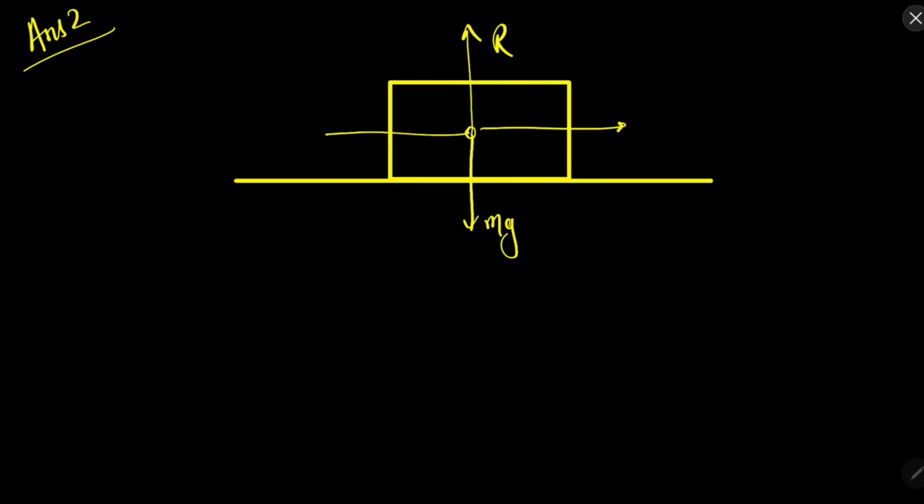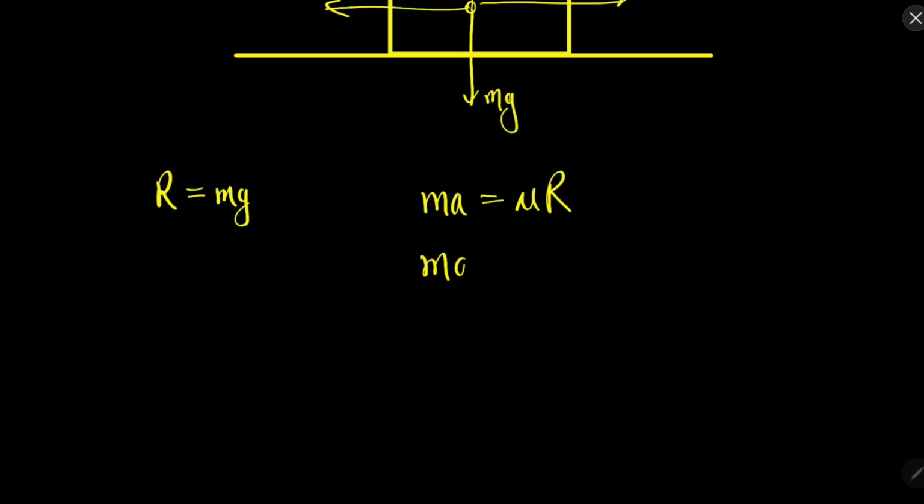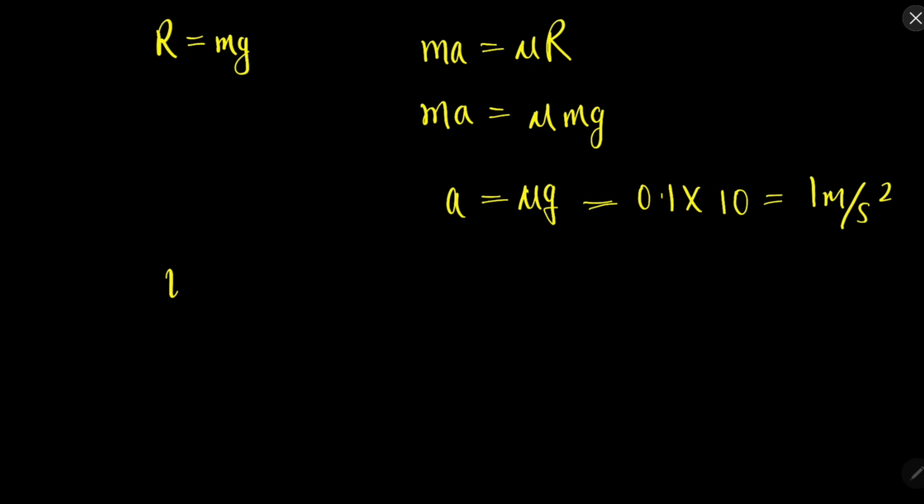Let's say the object is moving in this direction, so the frictional force will be in this direction. So again R will be equal to mg and ma will be equal to mu R, where ma will be equal to mu mg. So from here acceleration will be mu g, so 0.1 into 10, which will be 1 meter per second square.